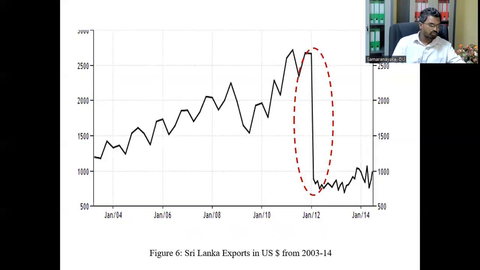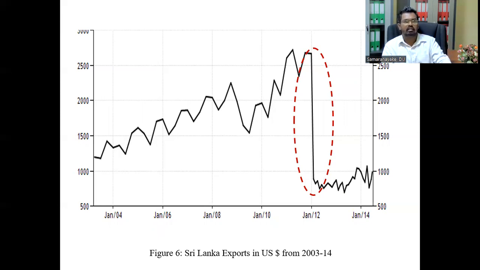That time they put what we call the GSP Plus cancellation. If you remember, after 2010, they said we are not giving you GSP Plus because of war crimes and so on. However, this cancellation of GSP Plus affected us seriously. You see how exports declined because of that, right?